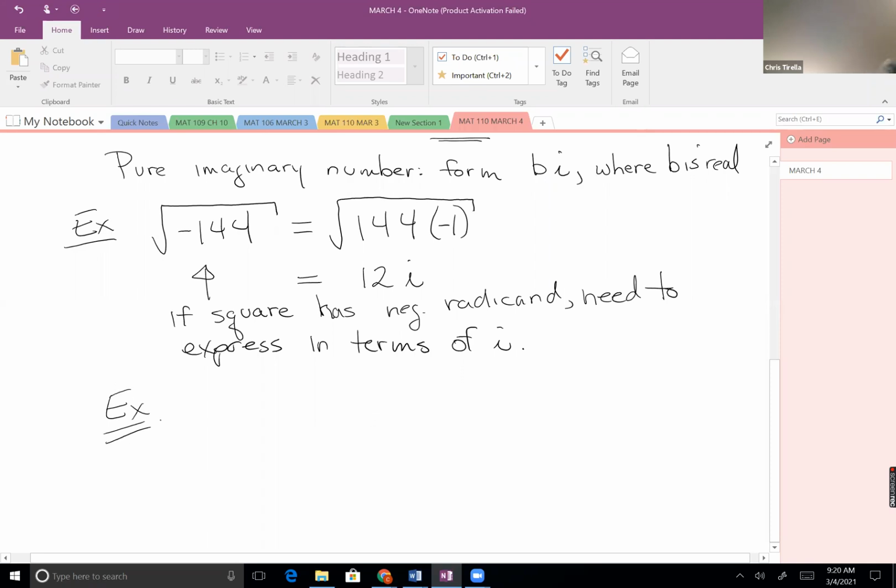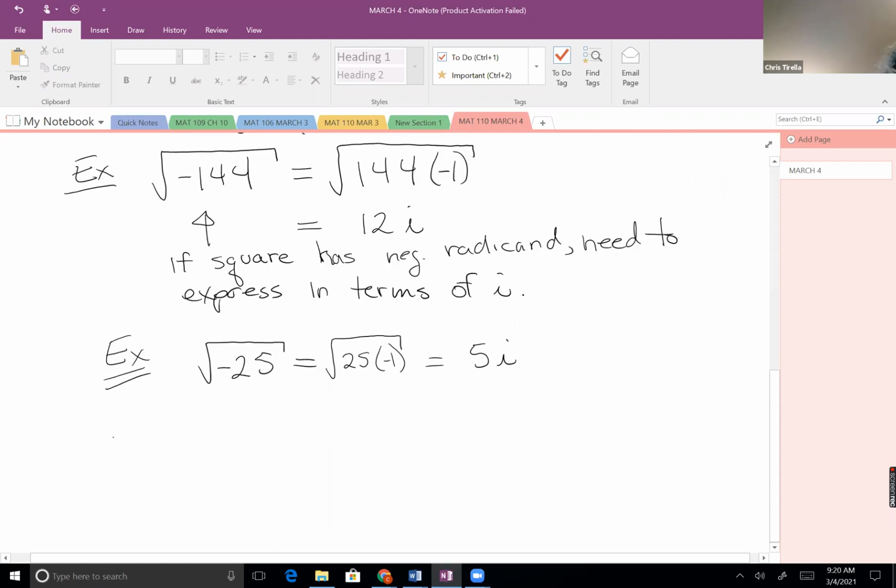Another example, if I ask you folks to simplify the square root of negative 25, what would you tell me that is? 5i. Beautiful. It's the square root of 25 times negative 1, which gives me 5i.